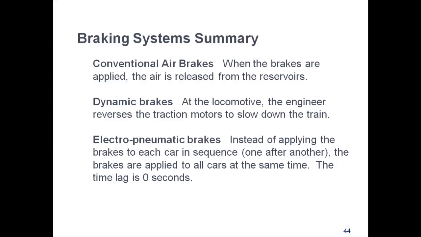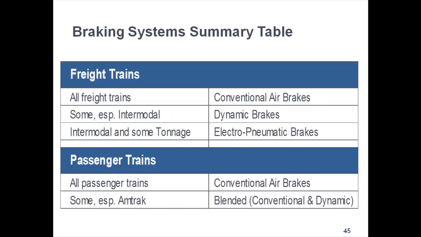So here's a braking system summary. For conventional air brakes, when the brakes are applied, the air is released from the reservoirs. In dynamic brakes, at the locomotive, the engineer reverses the traction motors to slow down the train. And for electro-pneumatic brakes, instead of applying the brakes to each car in sequence, one after another, the brakes are applied to all cars at the same time. And this is a braking system summary table by train types, and shows that all freights and all passenger trains use conventional air brakes. Some freights use dynamic brakes, and some intermodal and tonnage trains use the electro-pneumatic brakes.